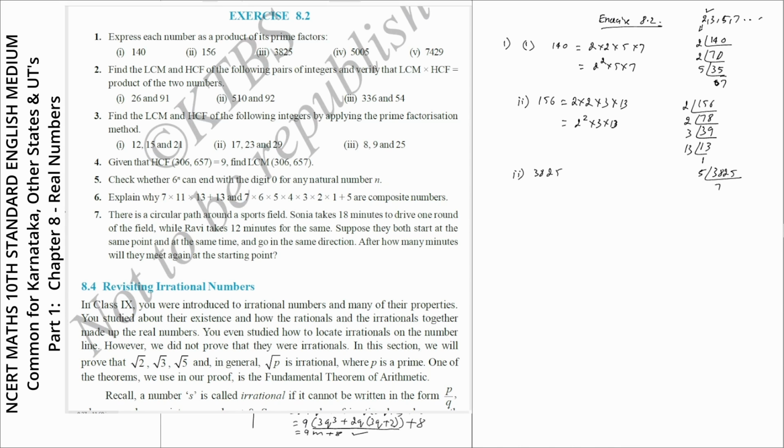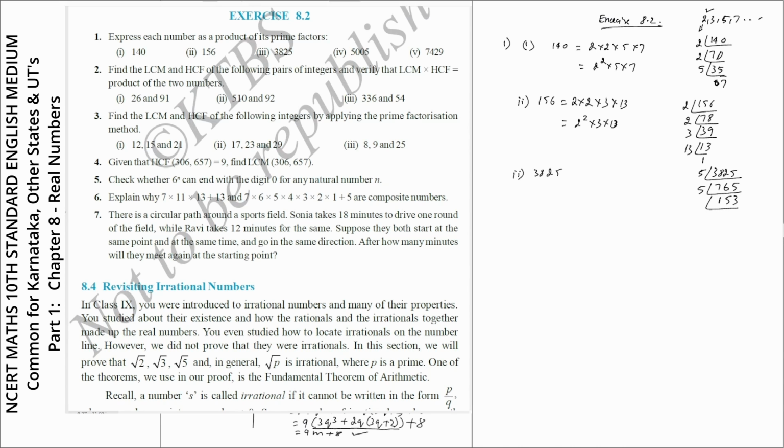5 sevens are 35, then 3 is remaining. 5 sixes are 30, then 2 is remaining. 5 fives are 25. Now again this is divisible by 5. 5 ones are 5, then 2 is remaining. 5 fives are 25, then 1 is remaining. Then 5 threes are 15.